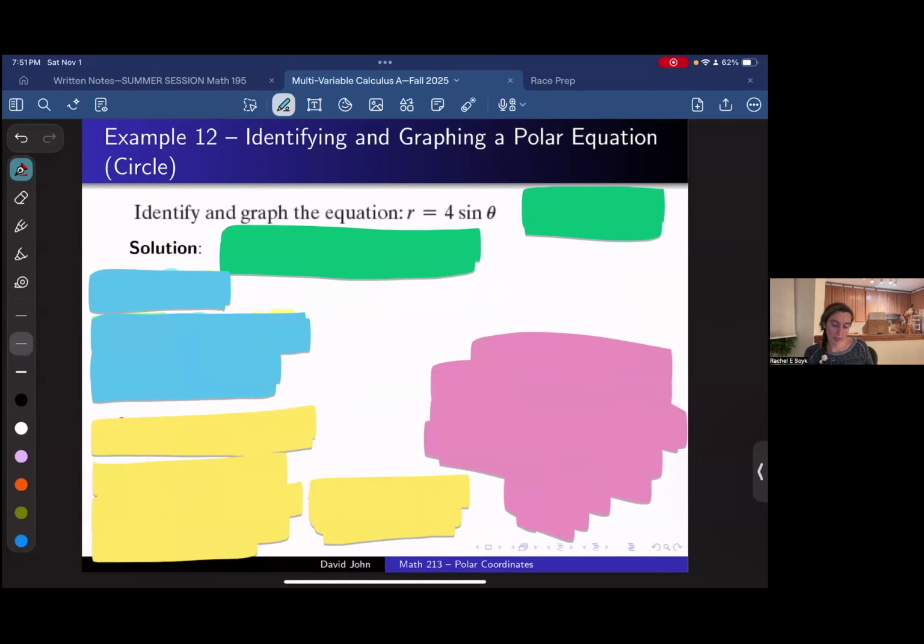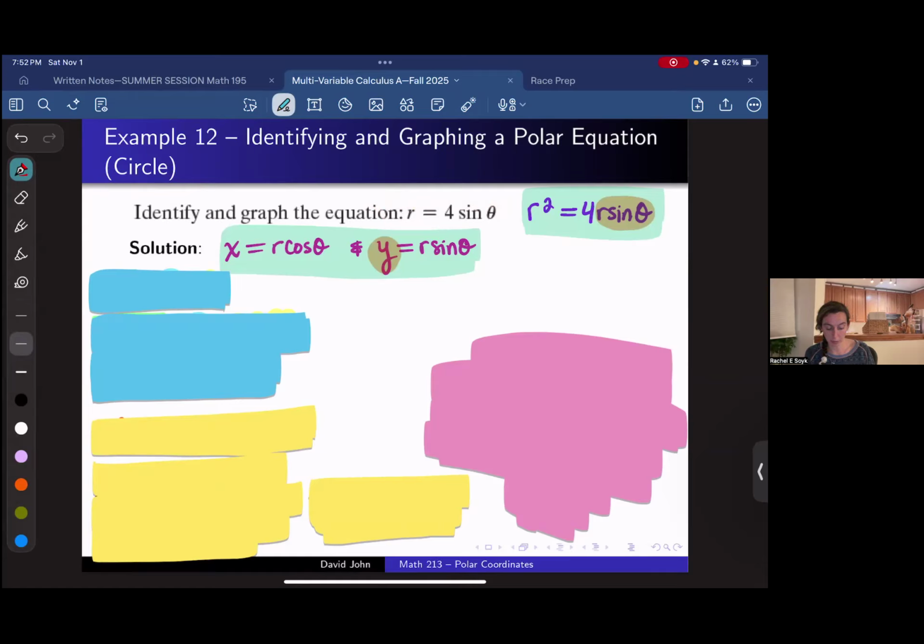So we are asked to identify and graph the equation r is equal to 4 sine theta. I'll give you a hint. We're going to be looking at a circle here. In this case, let's use that first method again, multiplying both sides by r. And when we do that, we get r squared is equal to 4r sine theta. And then we're going to substitute that into our r squared equals x squared plus y squared.